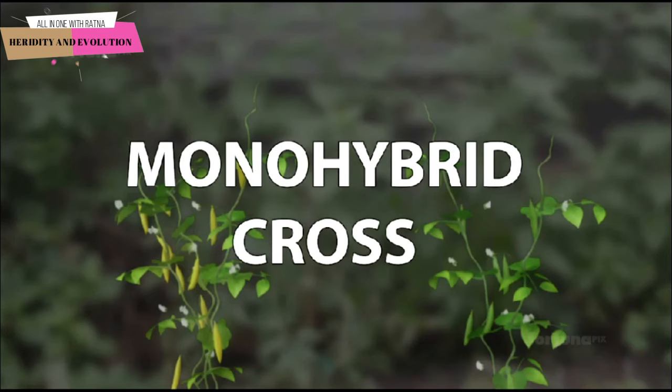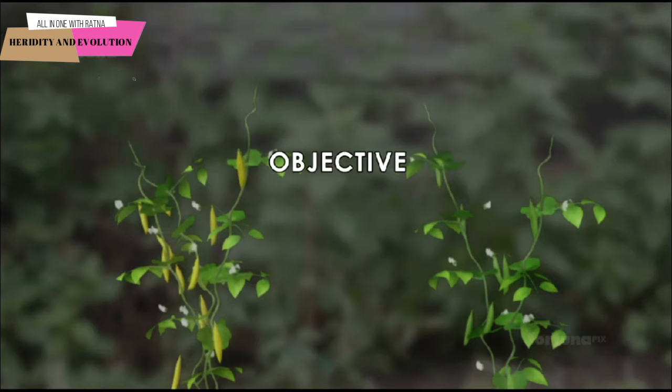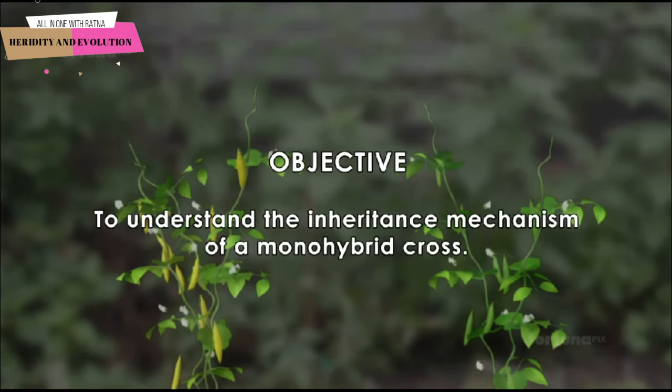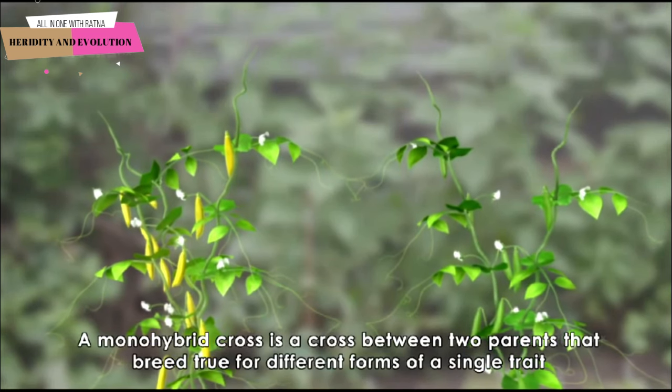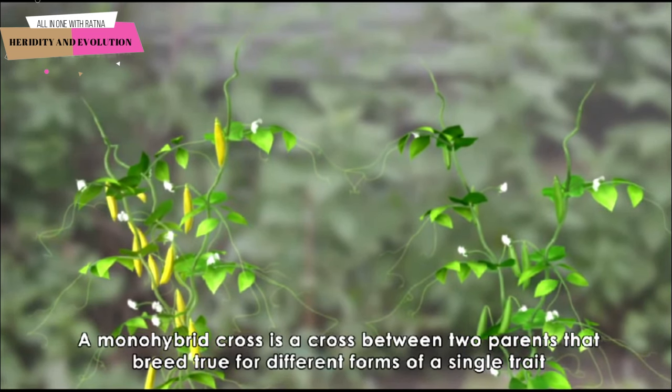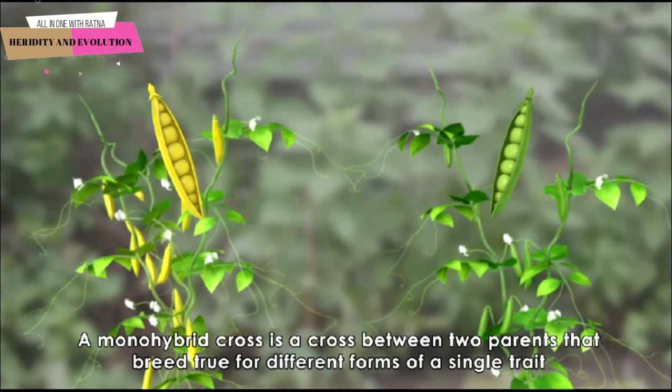Monohybrid Cross. Objective: to understand the inheritance mechanism of a monohybrid cross. A monohybrid cross is a cross between two parents that breed true for different forms of a single trait.